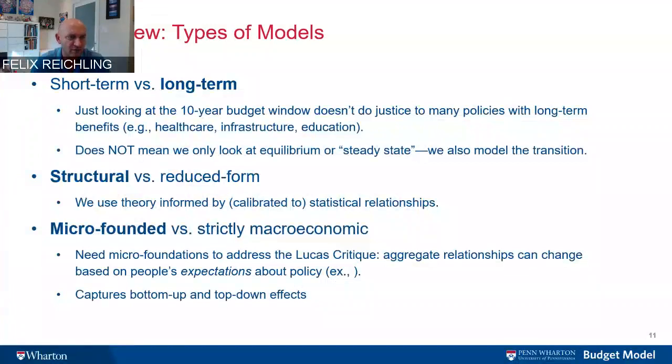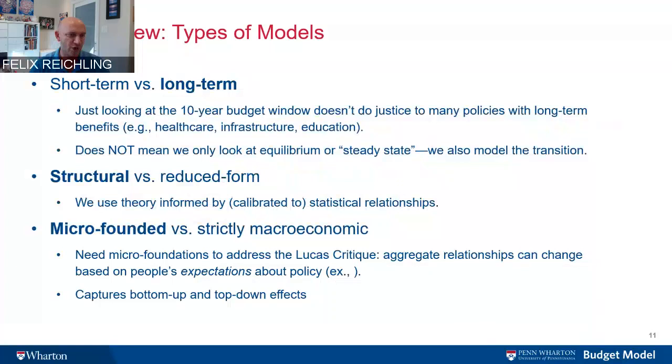The calibration of the model basically means that we have to give the model parameters so that the model results look similar to what happens in the real world. So we want a model that is based on theory, but that generates an economy and household behavior that is consistent with what we see in the real world. And for that, we need to look at statistical relationships.